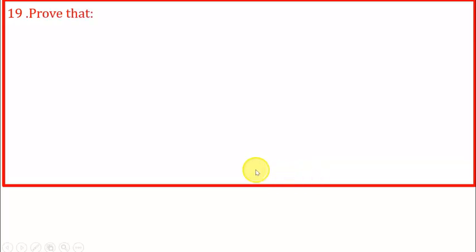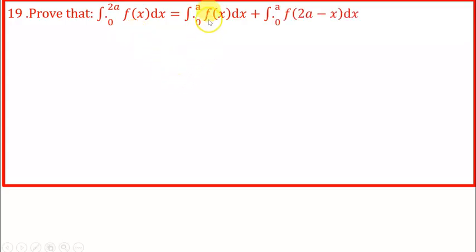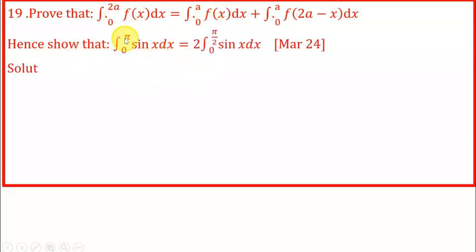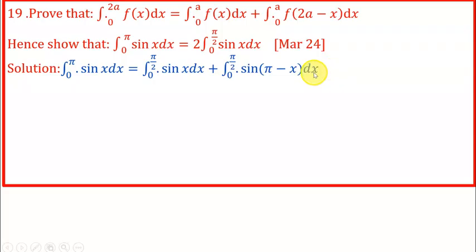Next, question number 19. Prove that integral 0 to 2a of f of x dx is equal to integral 0 to a of f of x dx plus integral 0 to a of f of 2a minus x dx. We have proved this. Now we'll prove only this integral: 0 to pi of sin x dx is equal to 2 times the integral 0 to pi by 2 of sin x dx. This question was asked in the March 24 examination.